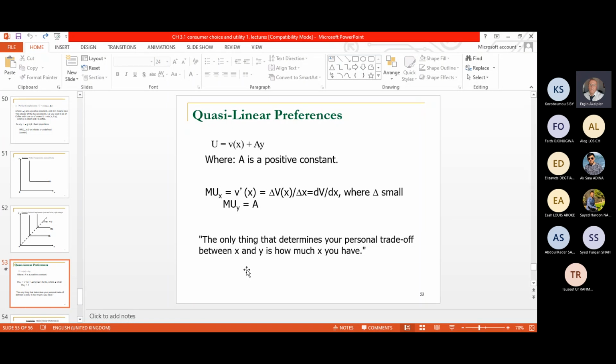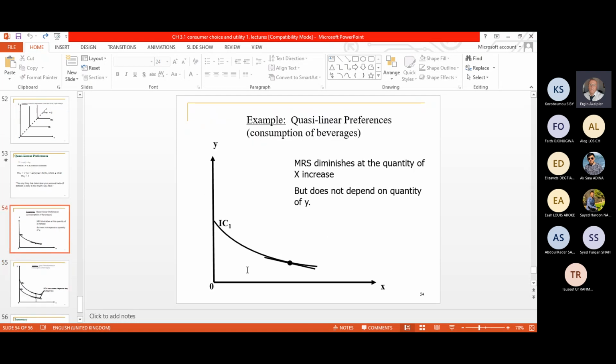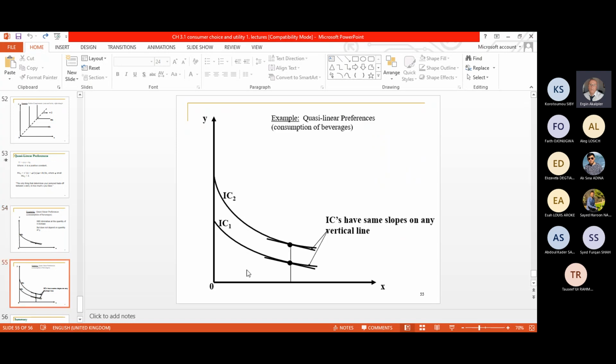The only thing that determines your personal trade-off between x and y is how much x you have. Then the quasi-linear preferences are somehow linear, but a little bit quasi-nonlinear curve. Then the consumption of beverages is given here. The marginal rate of substitution diminishes as the quantity of x increases, but does not depend on the quantity of y, because it is not determined.